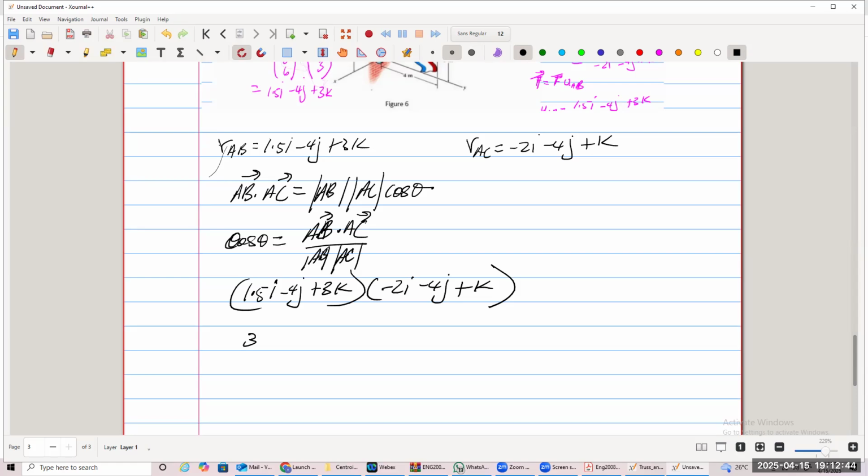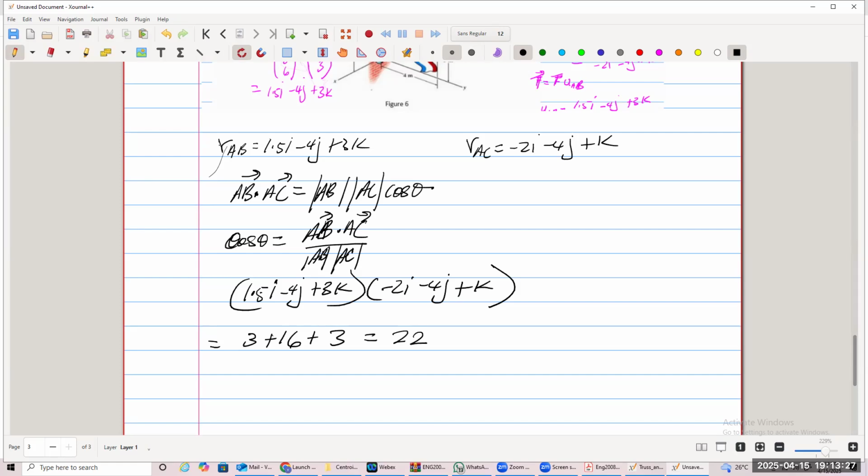Now, as I said, i times i gives me 3, because the i's will drop out. Don't have to write them down. Then 4j times 4j gives me plus 16. The j's drop out, and you go now with the k's, so 3 times 1 gives you 3. As simple as that. So that equals 22, for the dot product of the two vectors.